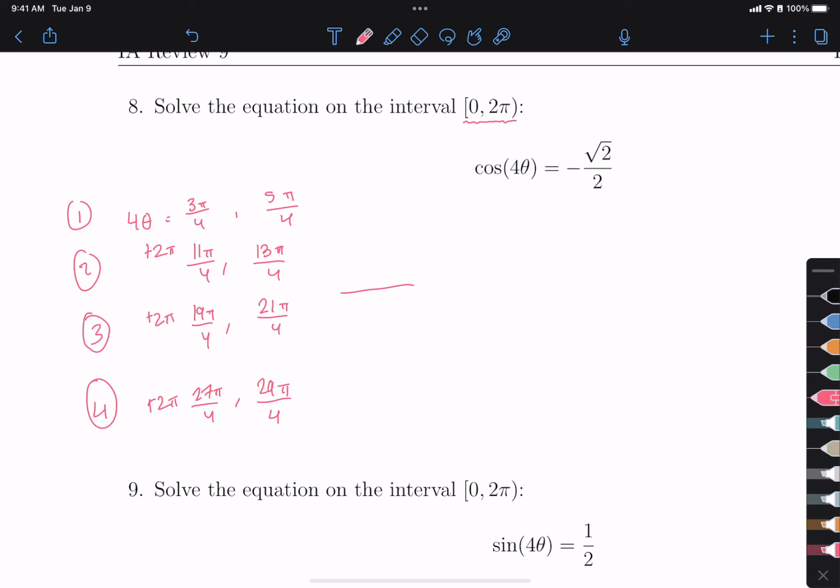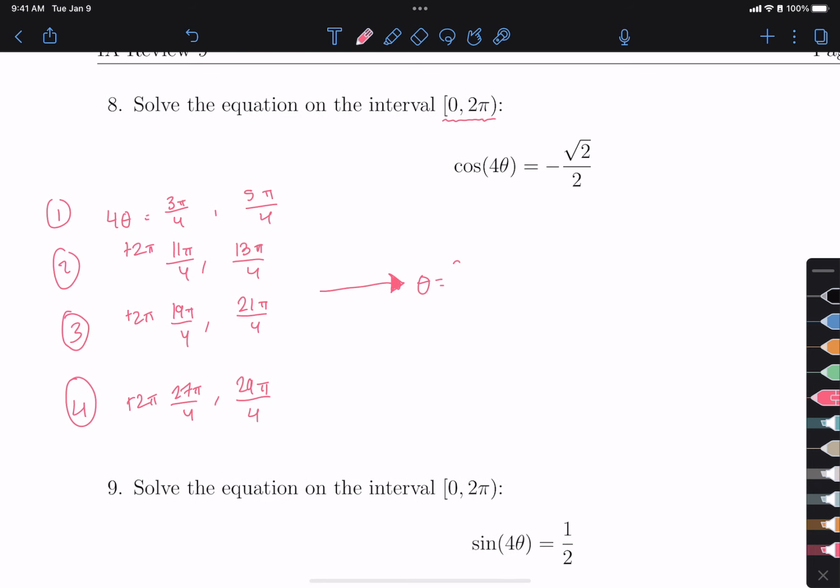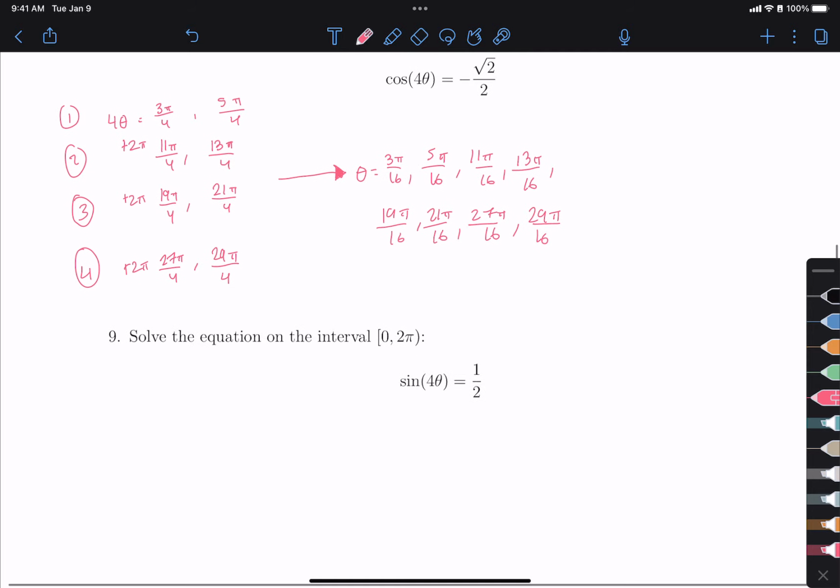But now we need to translate this into theta values. And so what we're going to do is we just divide everything by 4. So theta is either equal to 3 pi over 16, 5 pi over 16, 11 pi over 16, 13 pi over 16, 19 pi over 16, excuse me, 21 pi over 16, 27 pi over 16, or 29 pi over 16. So try the second one for yourself.